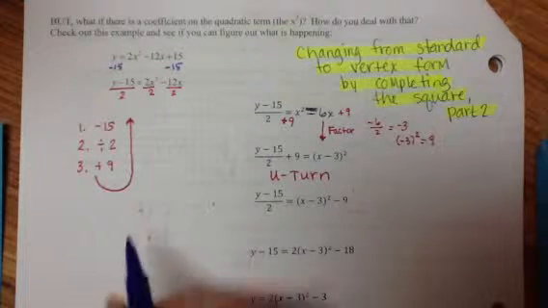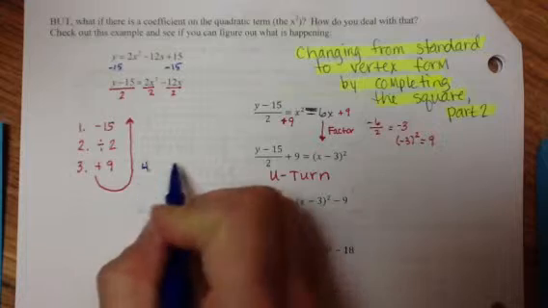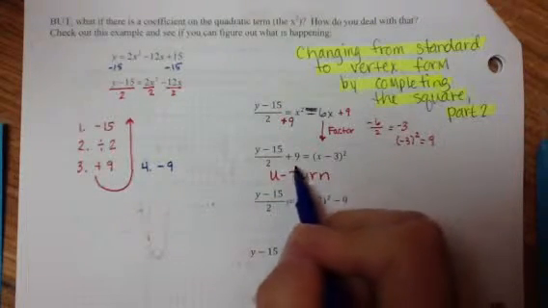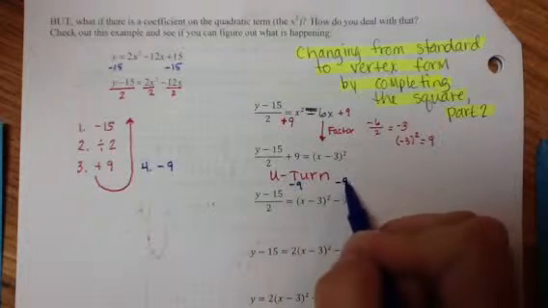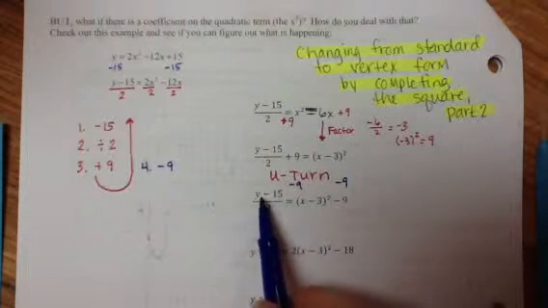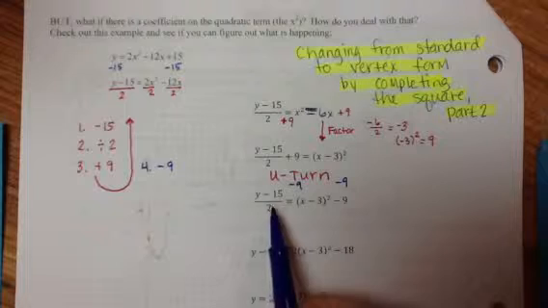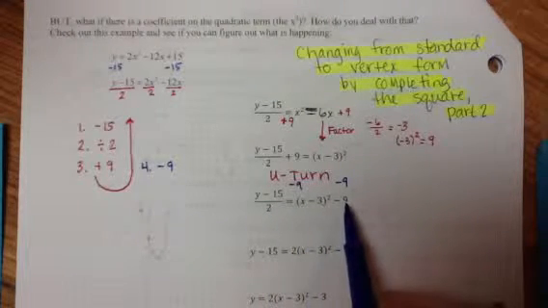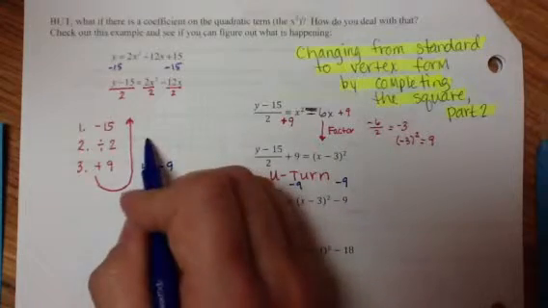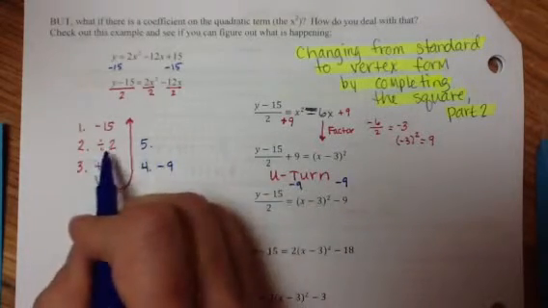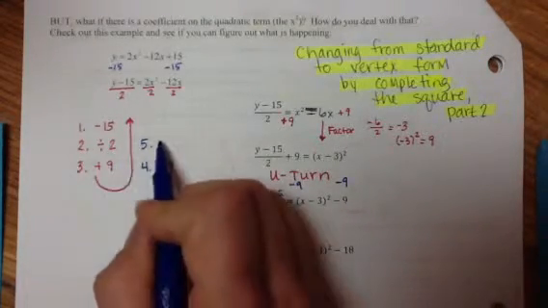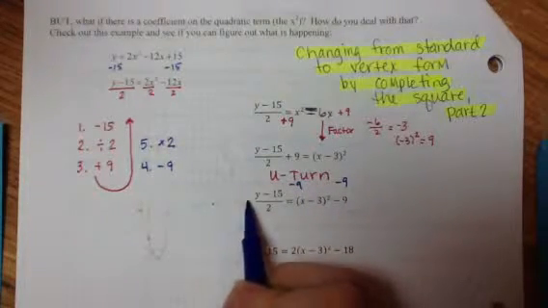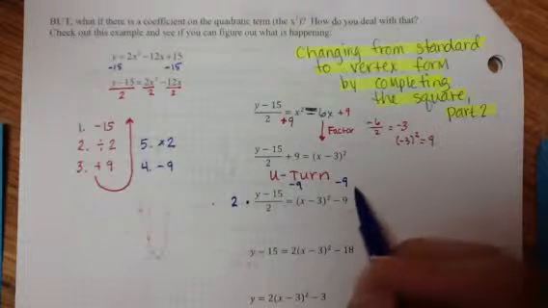So the next thing I will do is subtract 9 from both sides. So I'm going to subtract 9, subtract 9. That's why I ended with y minus 15 all divided by 2 equals x minus 3 squared minus 9. Then I'm going to undo the next step, which was divide by 2. So I will be multiplying by 2 on both sides. So I multiply by 2 here.